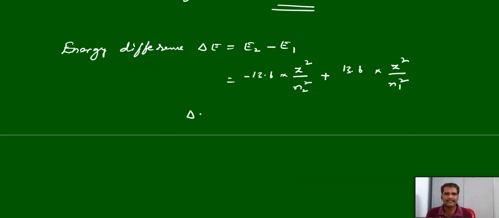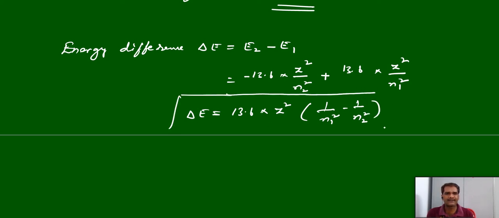From this, delta E, the energy difference between the two shells, it may be successive or anything, is equal to 13.6 into Z square. If we take it common, what is left? We are left with 1 by n1 square minus 1 by n2 square. And this is the formula to calculate the energy difference between the two shells. If n1 equals 1 and n2 equals 5, for example, you can substitute n1 as 1 and n2 as 5, and you will get the energy difference between the two shells. Like this we can calculate.